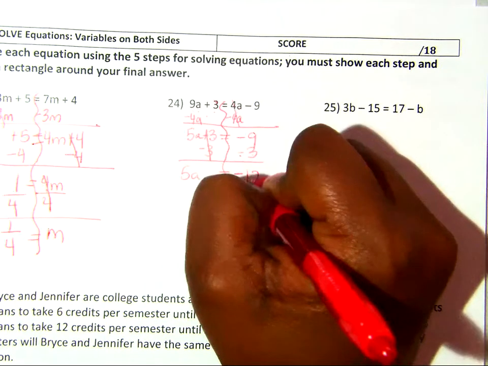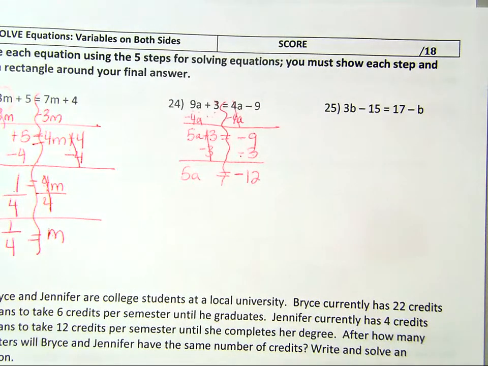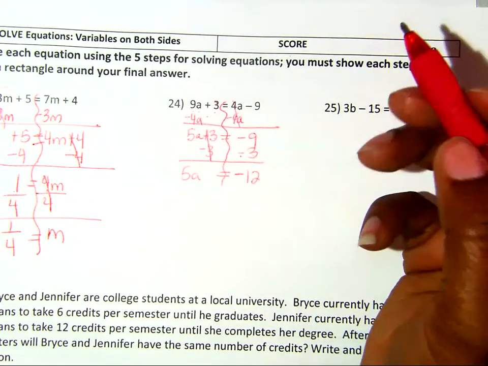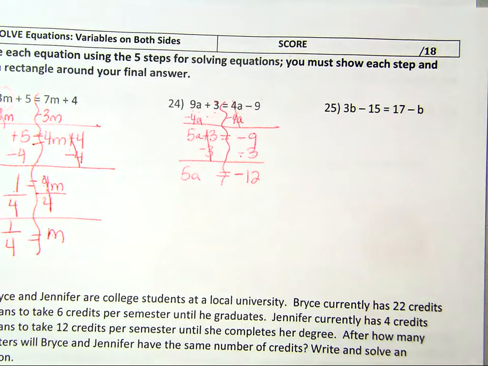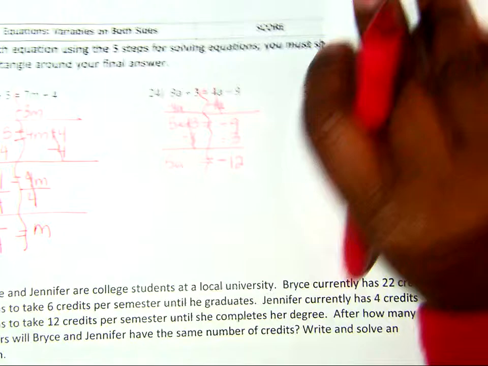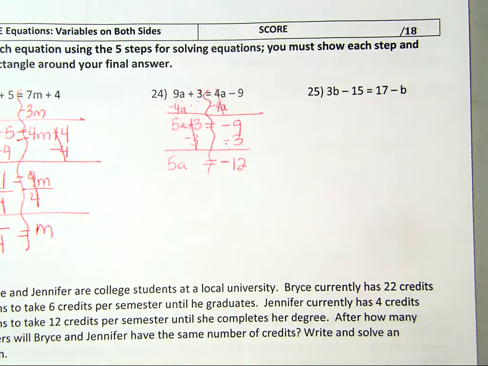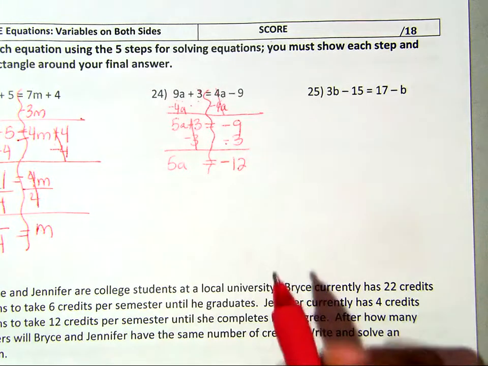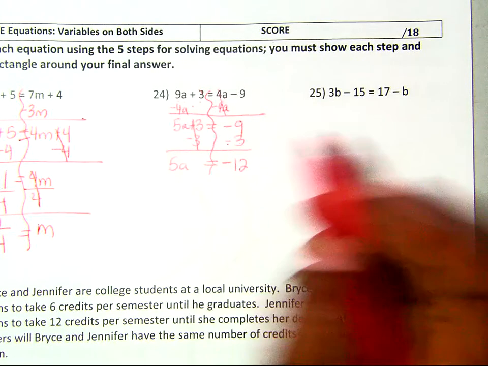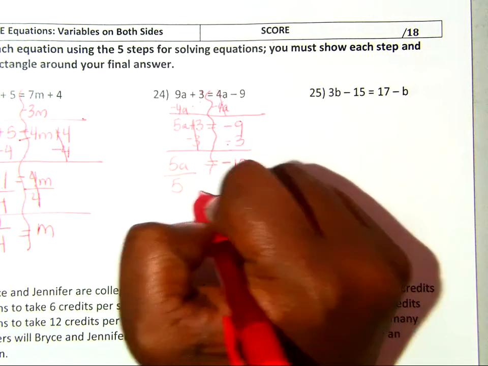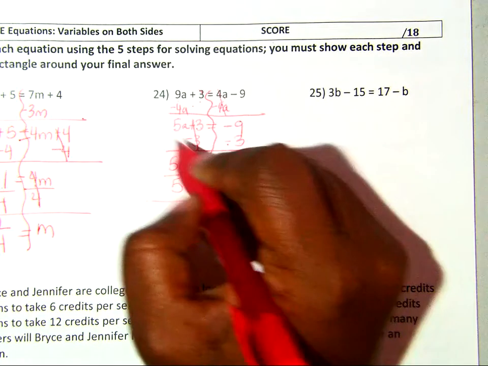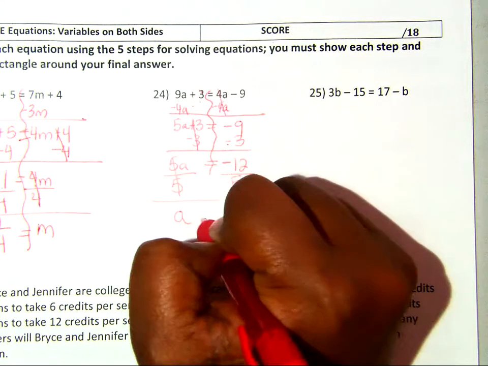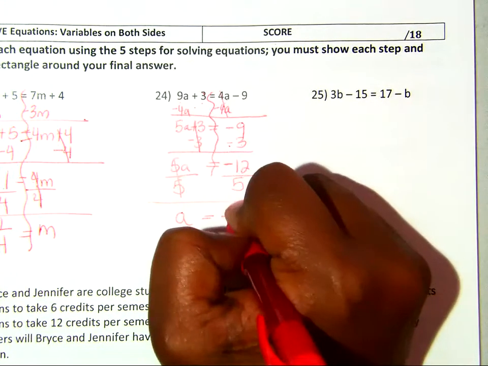All right, let's keep going. So I have 5a equals -12. Right here, this is a multiplication sign. The opposite of multiplication is division, so I'm going to divide by the coefficient. What I do to one side, I have to do to the other. These cancel. I'm left with a equals -12/5. We're going to leave that as an improper fraction.